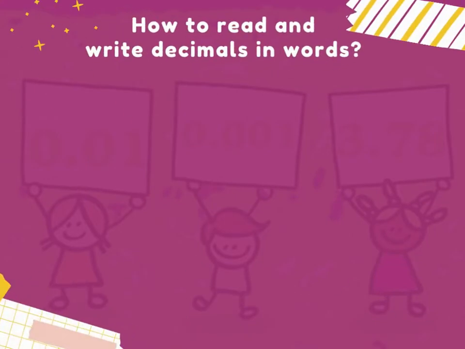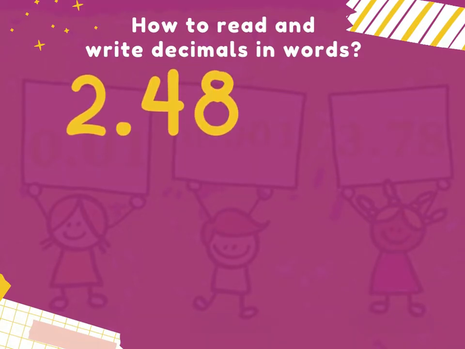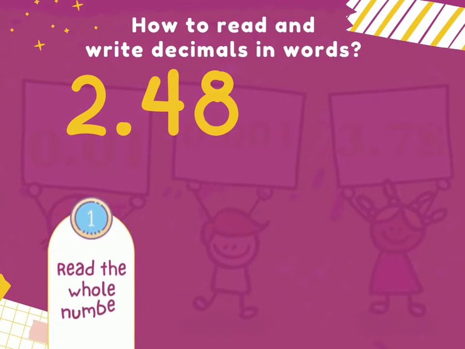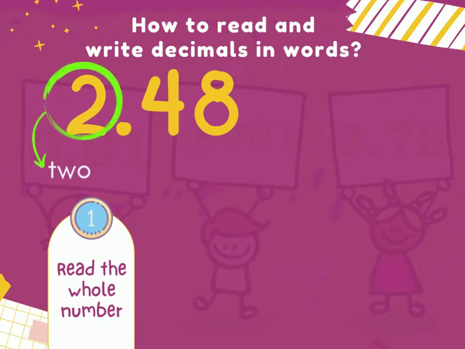Now, how do we read decimals and how do we write them in words? Let's take this 2.48 as our first example. To be able to read this decimal number correctly, we follow some steps. First, read the whole number. So, in this example, we have 2 in the whole number.